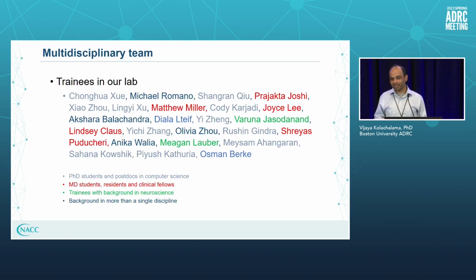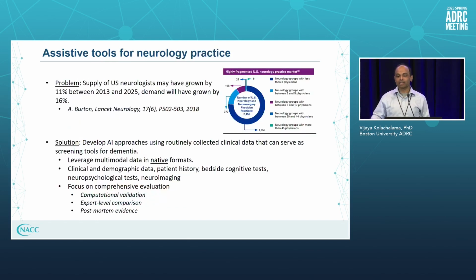So anyway, we just started to work with NACC data, and we realized that there are lots of interesting questions that we can ask. One of the first things we started to ask was a very simple question, based on one of the papers that I saw about 5 years ago, focused on the supply and demand in neurology practice. That inspired me because some of this data is routinely collected in a clinical setting. So the simple question is, can you build AI approaches that use the routinely collected data and provide a screening tool for dementia assessment? That was one of the first questions we asked.